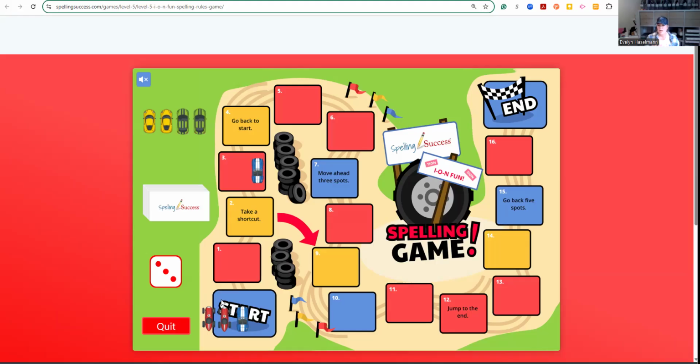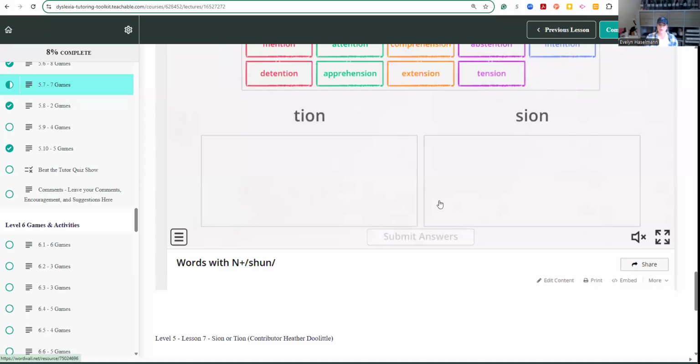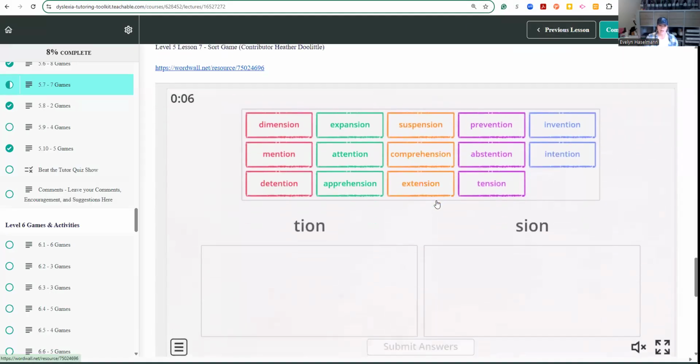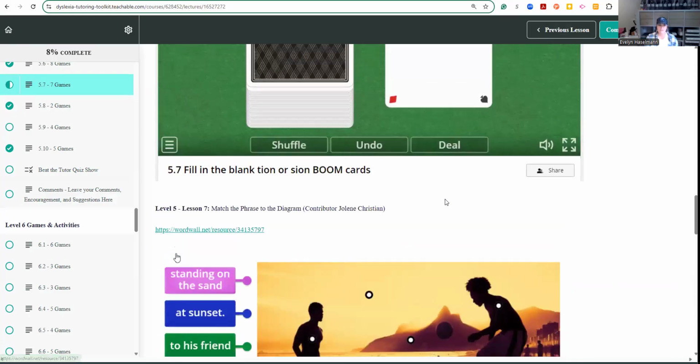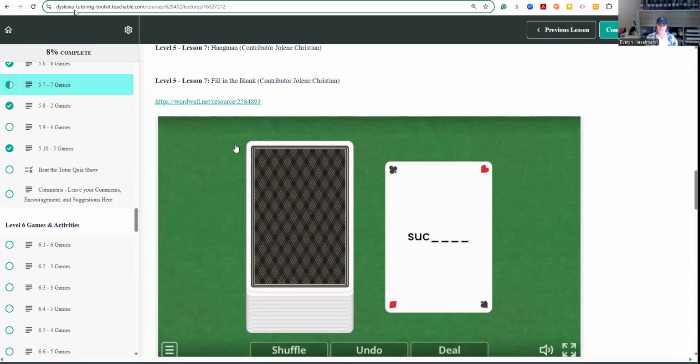Again, when we have plenty of time to play, we play with both cars. This is a great review game. Okay, another review that you can do, we have lots of games in the Dyslexia Tutoring Toolkit.